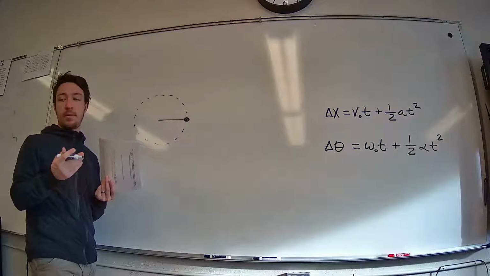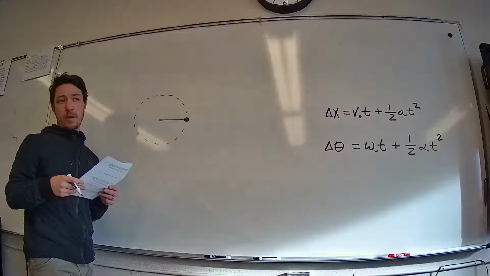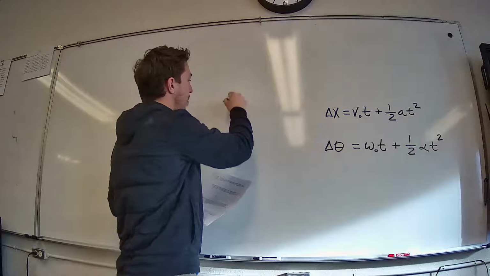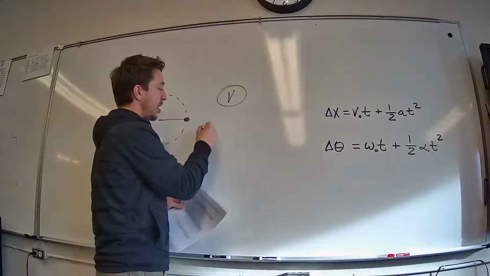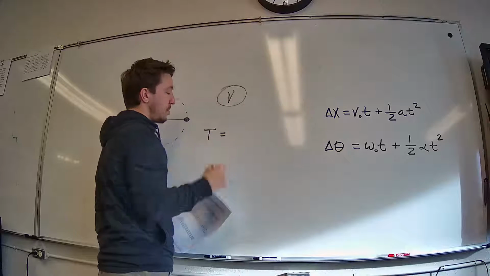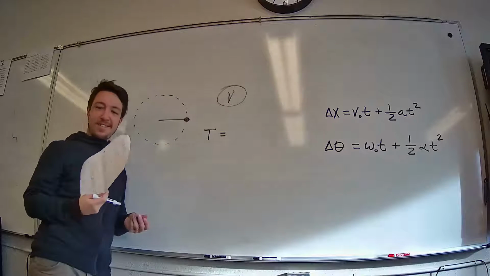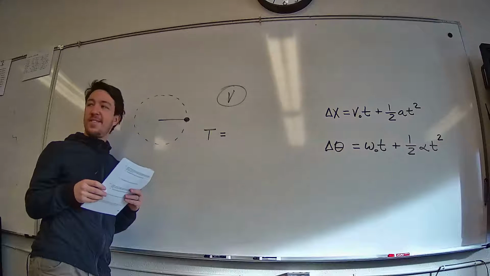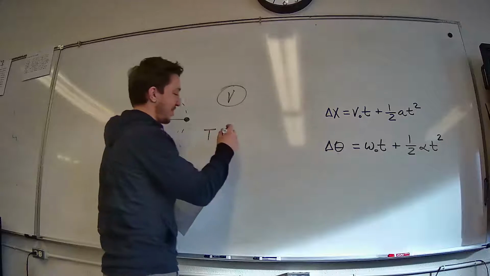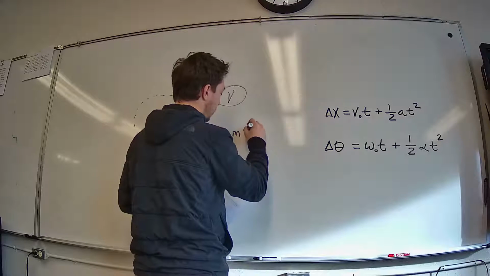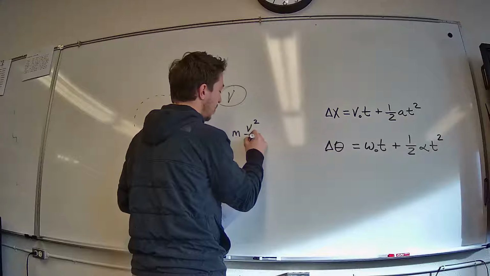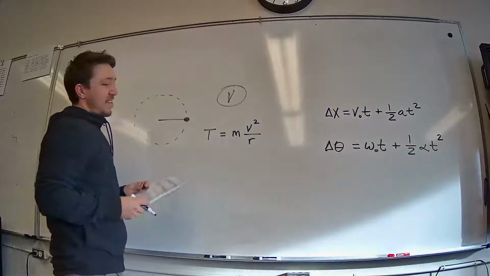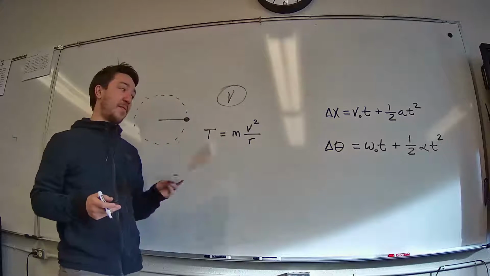Does anyone remember what the answer is going to be? If we allow ourselves to use v, what will be the tension in the rope? For $1 million, does anyone remember? No? Does that ring a bell?